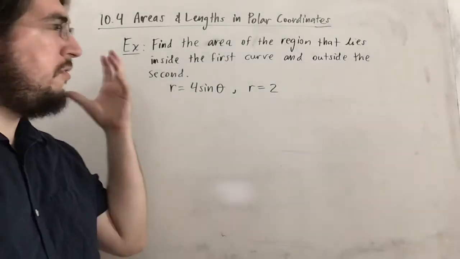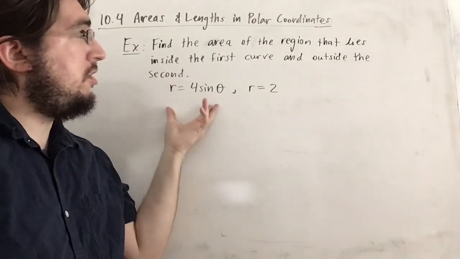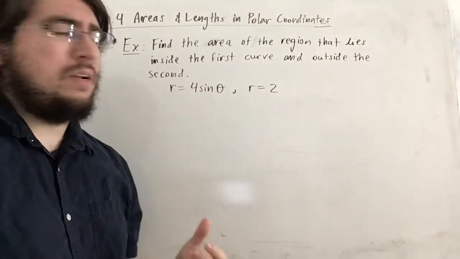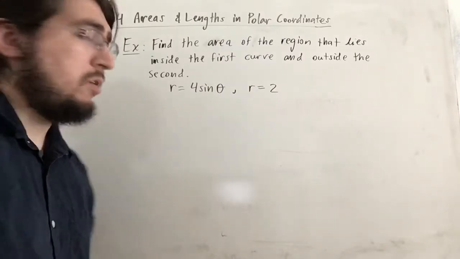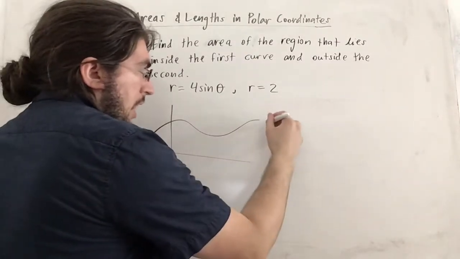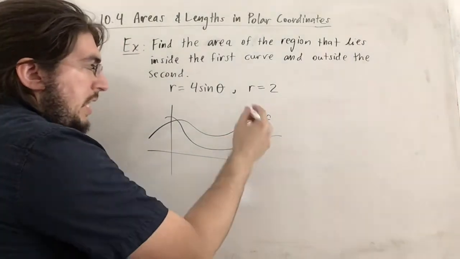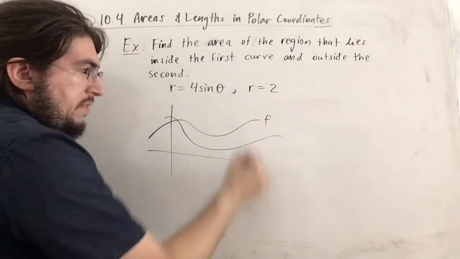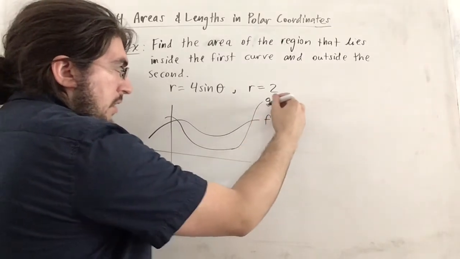All right, so for this example, we want to find the area of the region that lies inside the first curve and outside the second one. Without making this too complicated, let's kind of compare to what happens in Cartesian coordinates. So in Cartesian coordinates, you have a curve that's on top and a curve that's on the bottom. And let's just say they intersect. If they don't intersect, then we're given an x value point. So let me draw the bottom curve so that it intersects like this, and let's call that g.